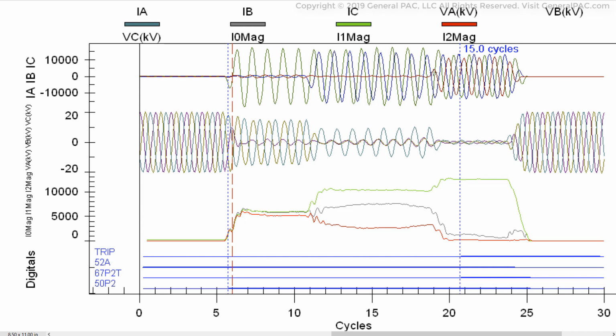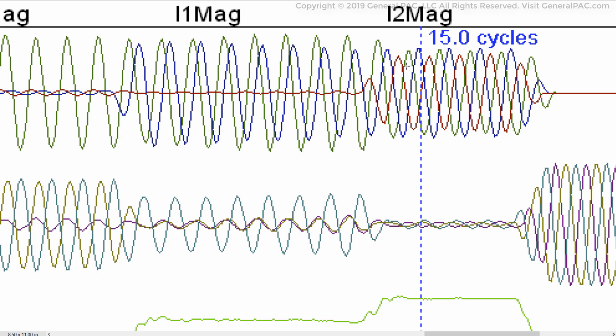And then as we get closer towards the very end, we can see that all three phases are involved, which means that this is more like a three-phase fault, meaning phase A, B, and C fault.